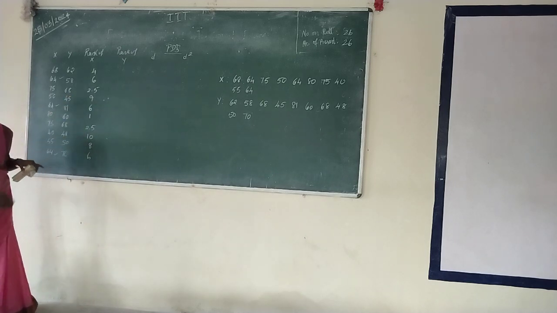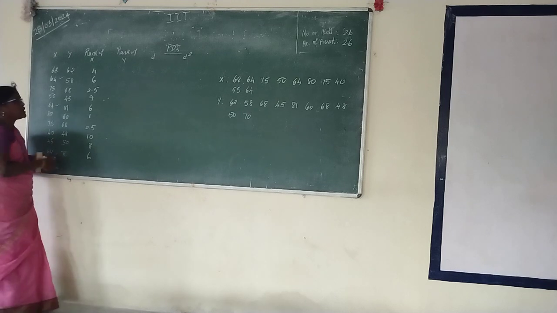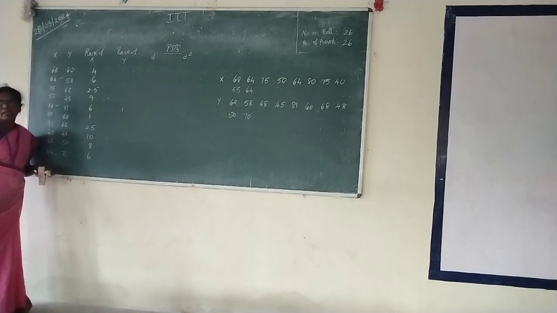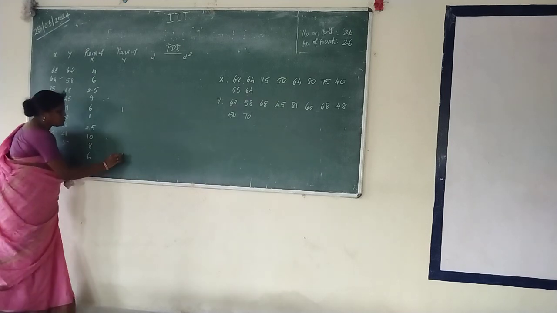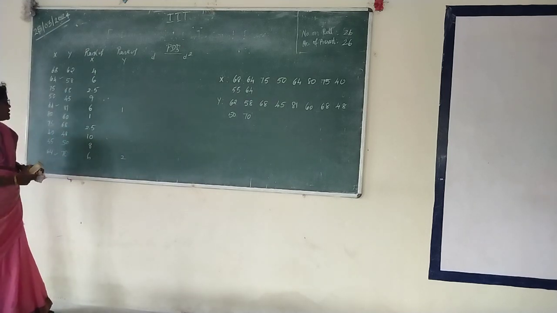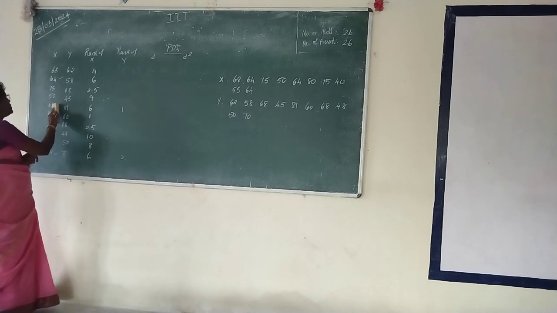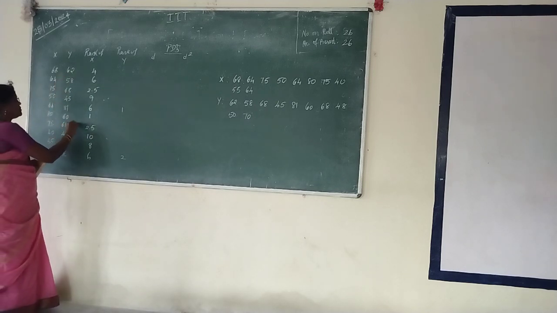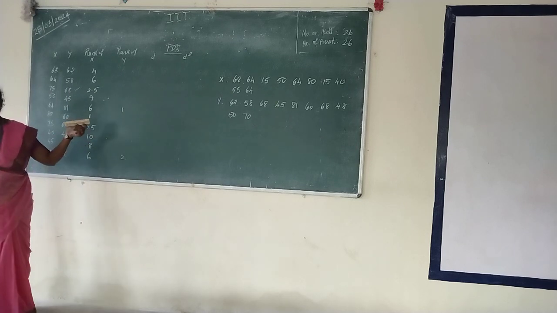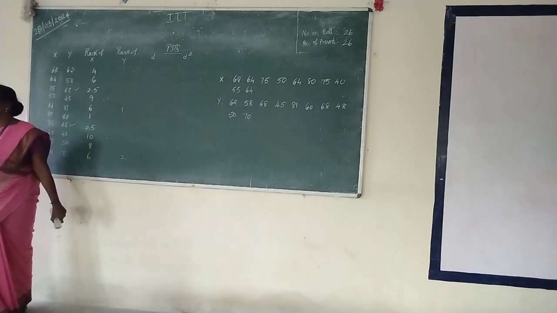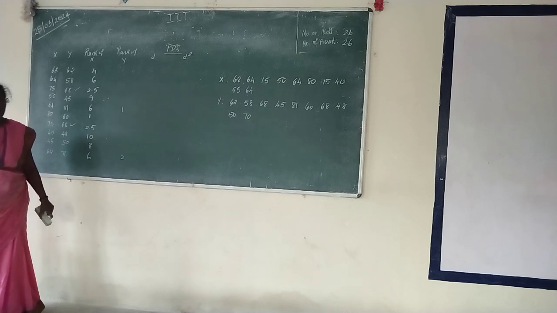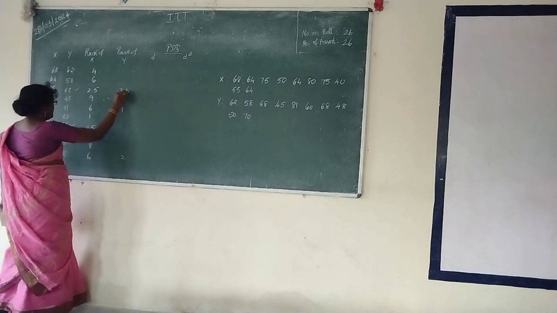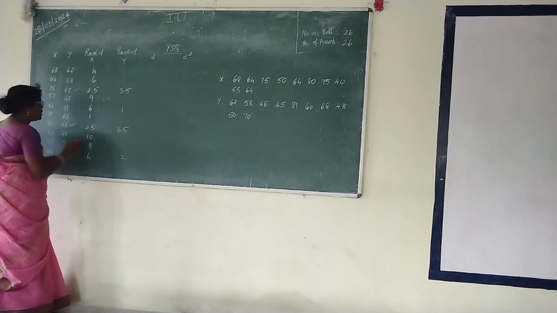Same way, do it for Y. What is the first highest value? 81. It is only once, so give the rank 1. Next highest value? 70. Only once, so give it 2. Next one? 68. How many times is it repeated? 2 times. So share the rank. What are the next two places? 3, 4. Average of 3 and 4: 3 plus 4 by 2. What will be the answer? 3.5. So 3.5, 3.5. What is the next value?